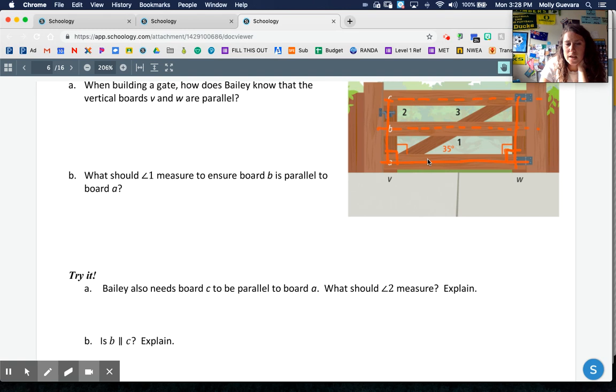Okay. If I knew that B was parallel to A and C was parallel to A, then I could say yes. But that information is not given to me. So this is just not enough information to determine. I would need more information in order to make the decision on whether or not B is parallel to C. So not enough information to determine.